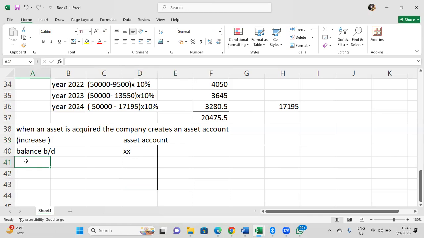So if we buy using money in the bank, we debit the bank. If we buy assets using money in the bank, we debit the bank. If you buy using cash, you debit cash. So you debit the bank or cash.